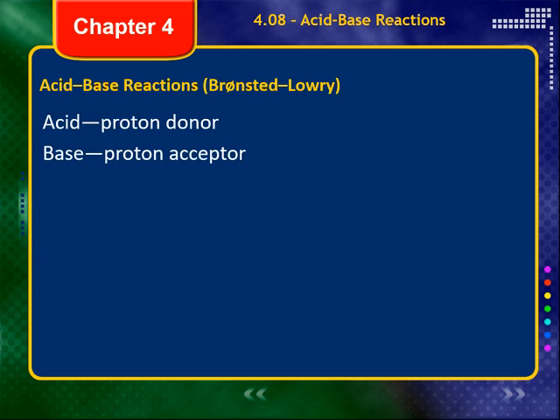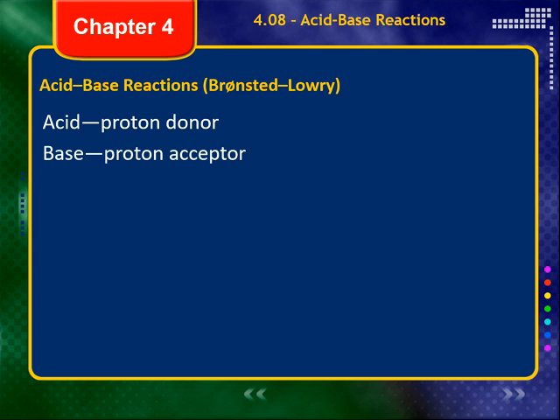Let's start with acid-base reactions, and this is according to the Bronsted-Lowry definition. There is more than one definition of an acid and base. Typically, there are three different definitions that are useful for knowing. You've already looked at the Arrhenius definition. Here we're looking at the Bronsted-Lowry definition.